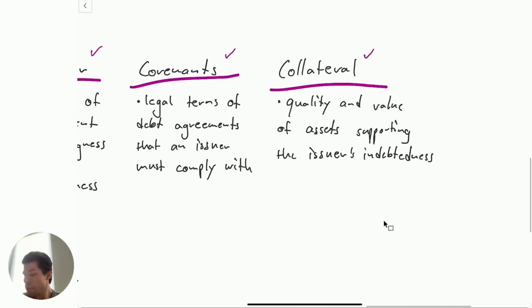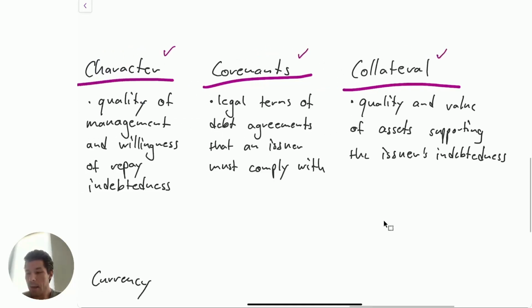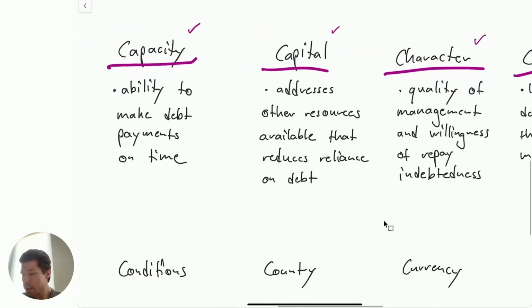And then the last one, collateral, is the quality and value of assets supporting the issuer's indebtedness. Think about collateral. If you go to a bank and ask for a mortgage, usually the bank is quite happy to give you a mortgage because you have collateral. If something happens and you are unable to pay your debt, then the bank can take your house or your apartment. So collateral is really the quality and value of assets underlying the issuer's indebtedness. So these are the 5 common ones.